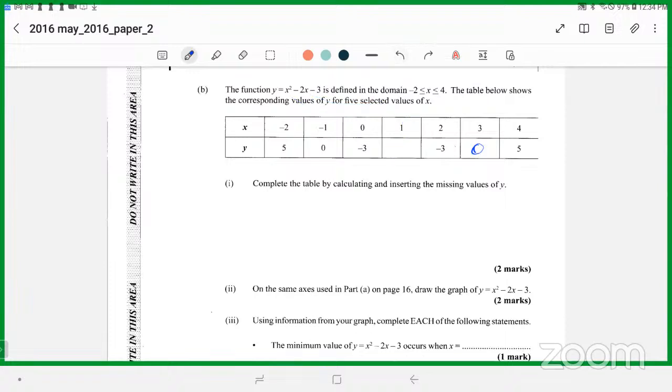So I'm going to write x equals 1. Y becomes 1 squared minus 2 times 1 minus 3. That's what we get when we plug the 1 inside here for the x. And this is 1 squared is 1. This becomes minus 2 and minus 3. So the whole value works out to be negative 4. So it means that we'll put the negative 4 here.